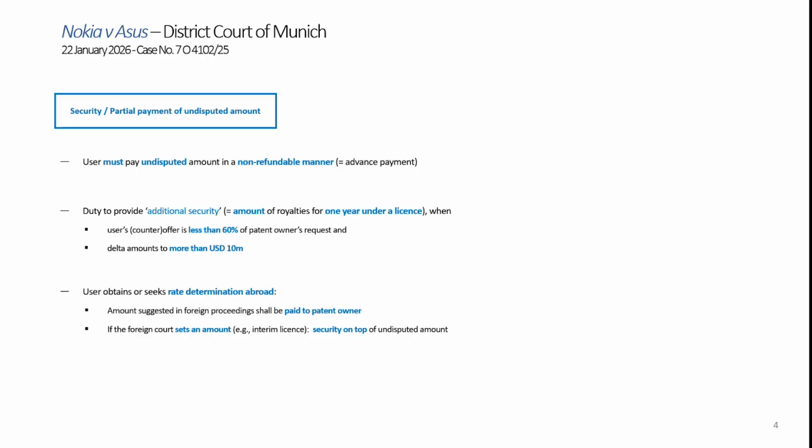And if you have a situation where the foreign court, as we had here, sets also another licensing fee amount for licensing fees, for example, in terms of an interim license, this amount should be security provided on top of the undisputed amount. So these are the general principles that the court had established here of what an adequate security is and what the defendant or the implementer is required to do.